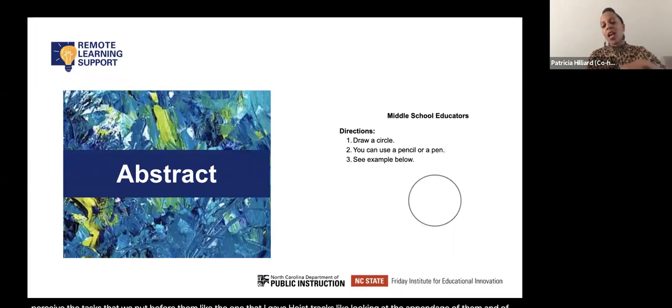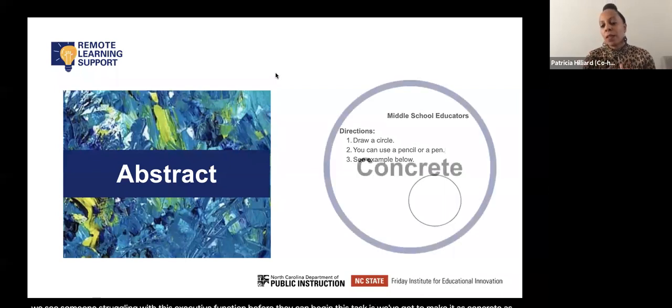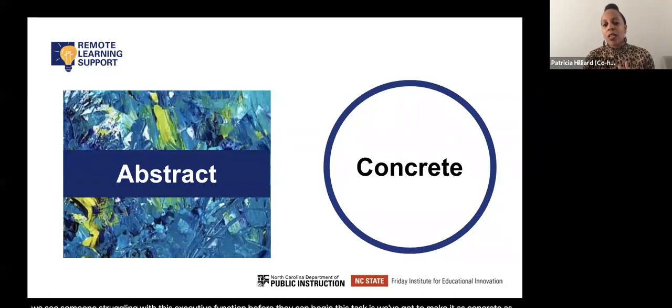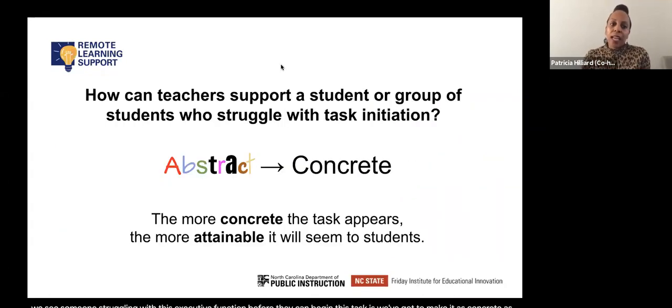It's very abstract. Our task as educators, when we see someone struggling with this executive function before they can begin this task, is we've got to make it as concrete as possible. So middle school and elementary was concrete. So on the next slide, you will see that the more concrete we can make a task, the more attainable it will seem to students. Now on our end, and for the majority of students, they may not need that extra support to make the learning menu more concrete. But there's that small percent that we talked about in the beginning that needs those ideas to be way more concrete for them.